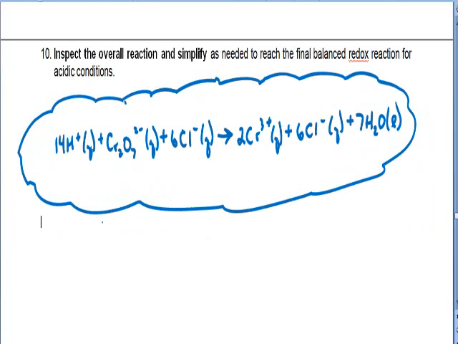A final step in balancing for acidic conditions is to inspect to see if there's anything we can simplify. For example, if we had water molecules on the right and water molecules on the left, if some can be reduced, that would simplify the equation. This equation has nothing that can be simplified, so this is our final version of our acidic conditions balancing.